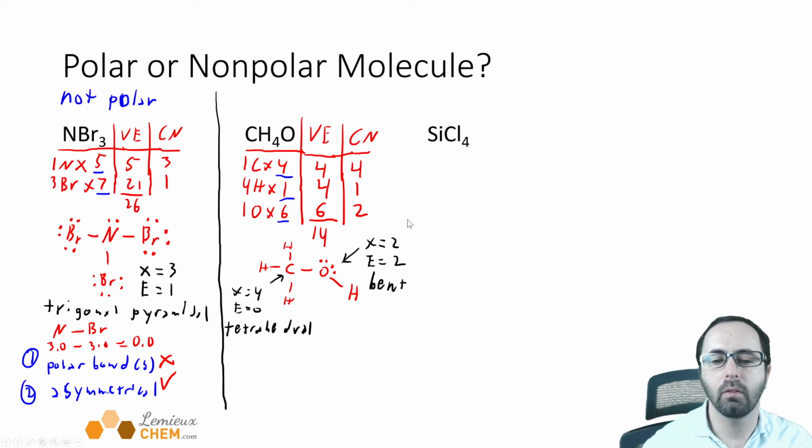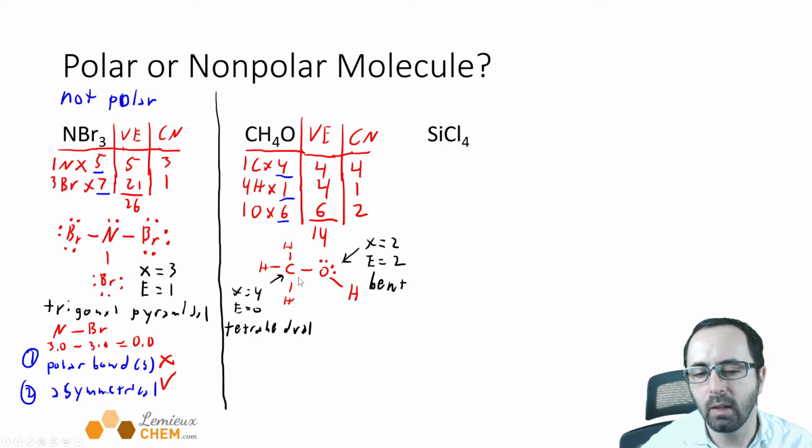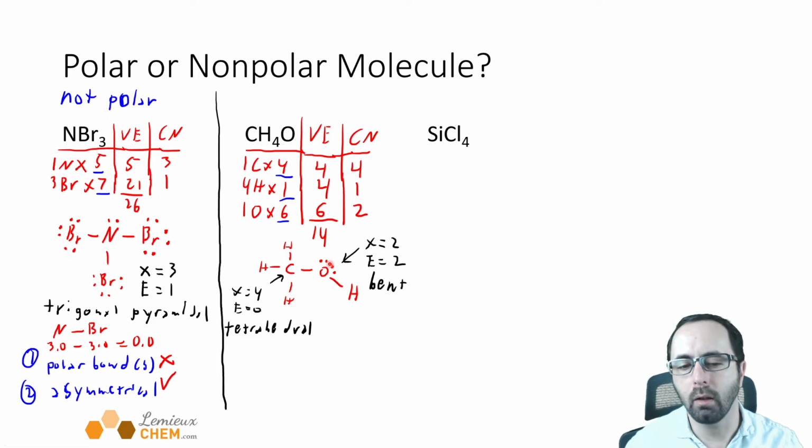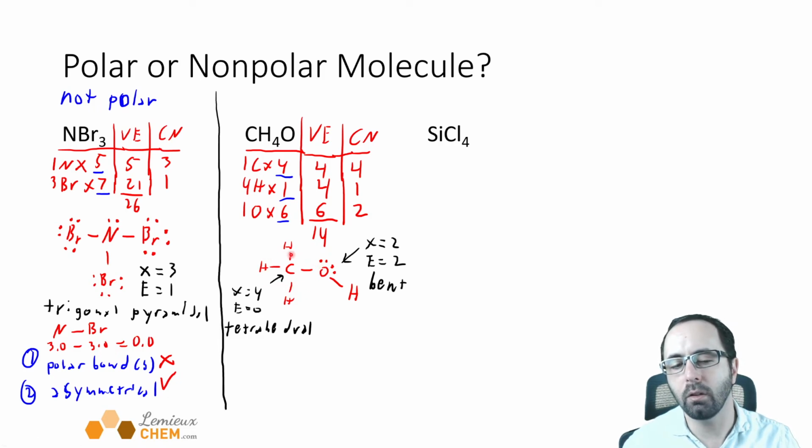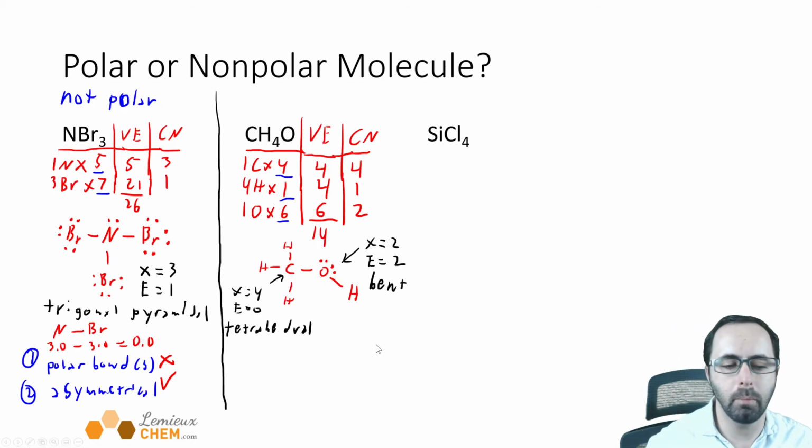Right. And so none of these are symmetrical really in any way, because although the carbon has a symmetrical shape, it's not the same atom all the way around. Oxygen is definitely a different pull of electrons than the hydrogens. So it's asymmetrical around the carbon. It's also asymmetrical around the oxygen because it has this asymmetrical bent shape.